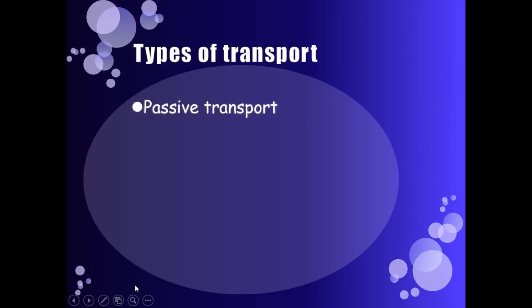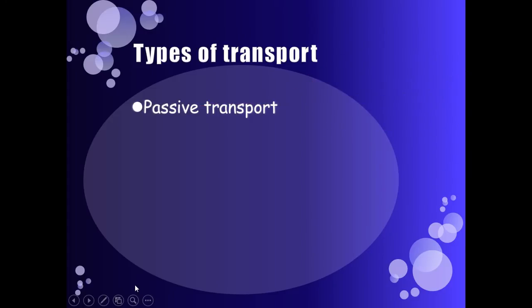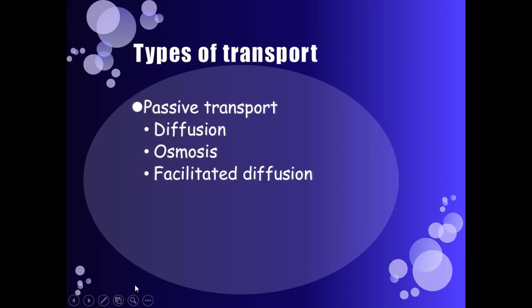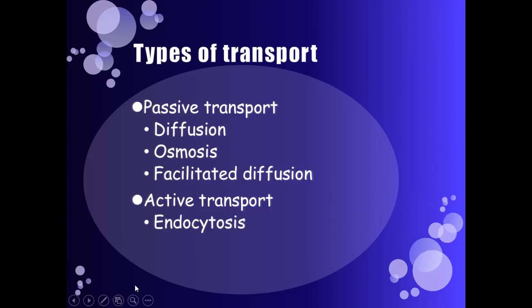So today we are learning about several types of transport. Passive transport. This type of transport is not active. It doesn't require any energy. There are several types. Diffusion is a passive transport. Osmosis is a passive transport. And then something called facilitated diffusion is also a passive transport. And then there's active transport. This kind does require energy. Types of active transport include endocytosis and exocytosis.